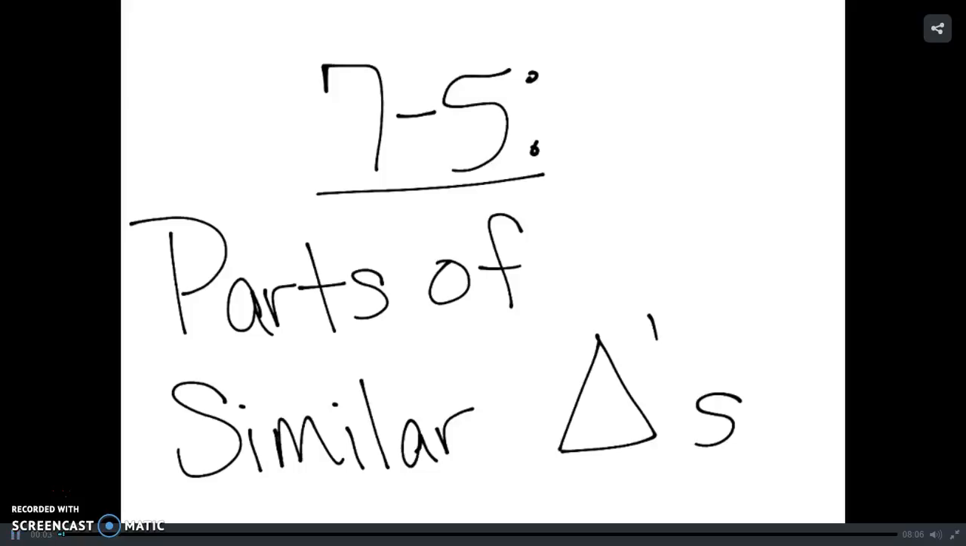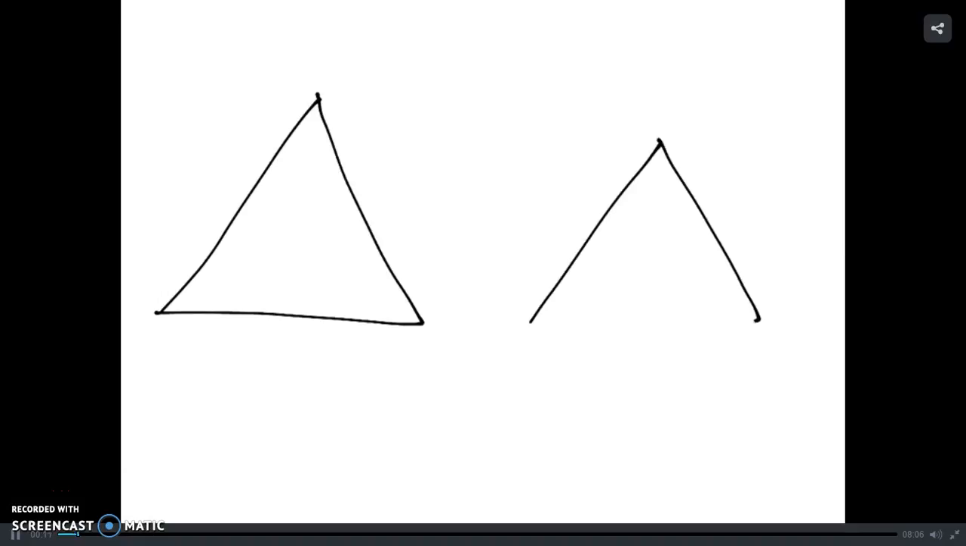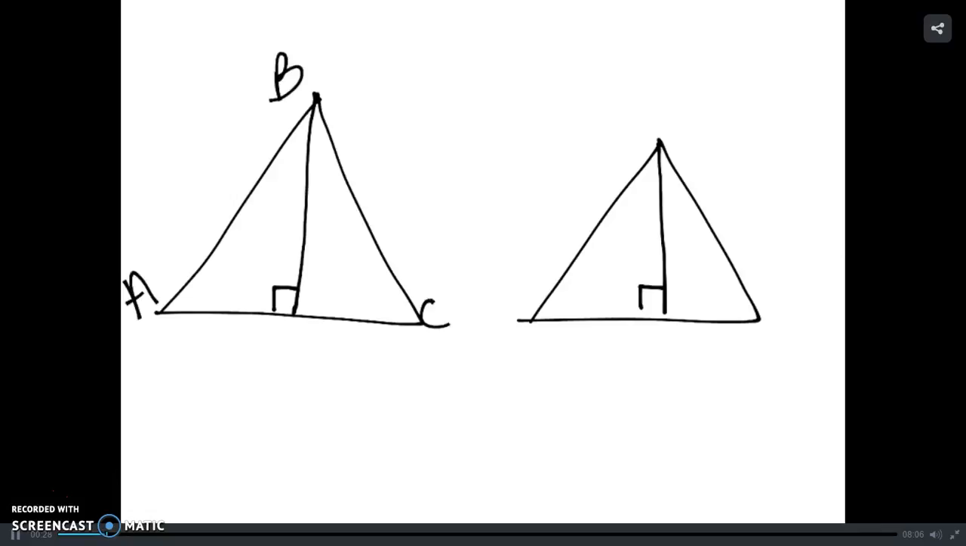Today we're going to be talking about parts of similar triangles. So first of all, let's look at two triangles here, and they each are going to have an altitude. And remember that our altitude is always going to make a right angle with the opposite side. It starts at a vertex, makes a right angle with the opposite side. Okay, so we're looking at these two triangles here. We'll call them triangle ABC and triangle DEF.